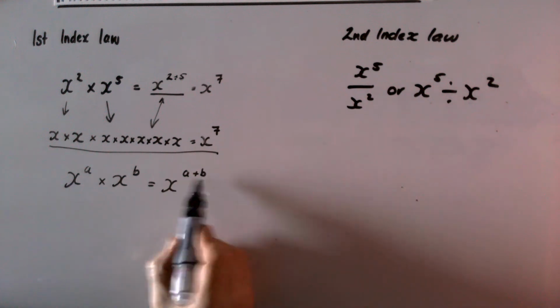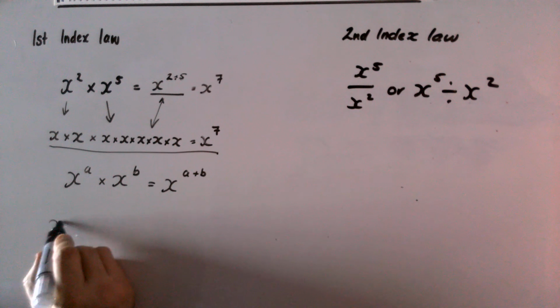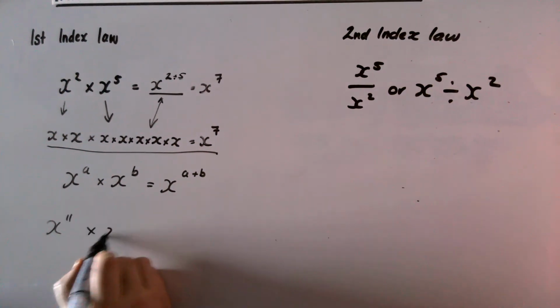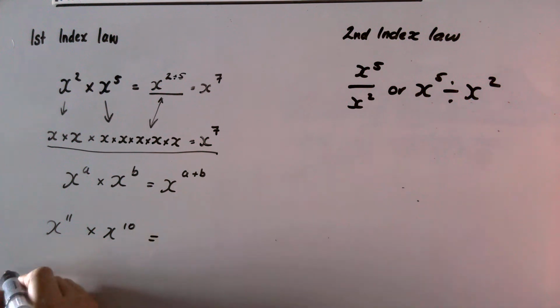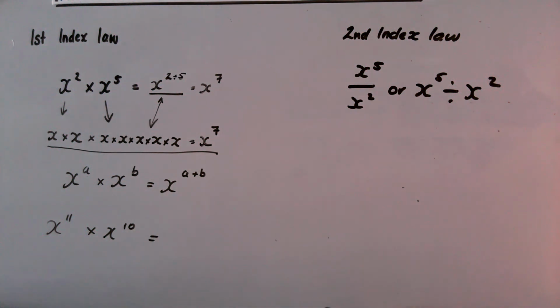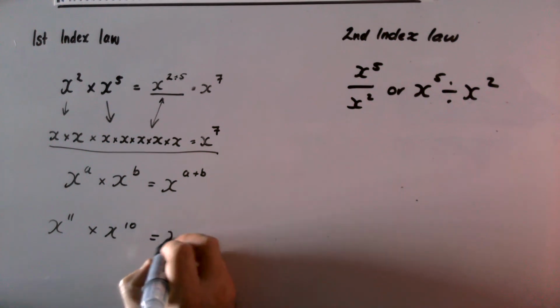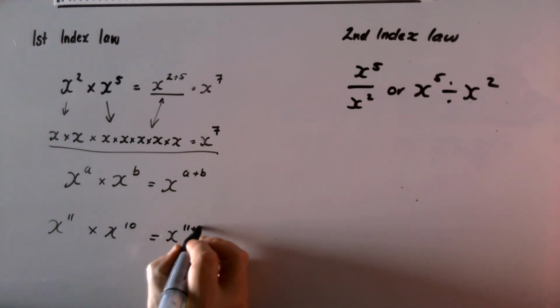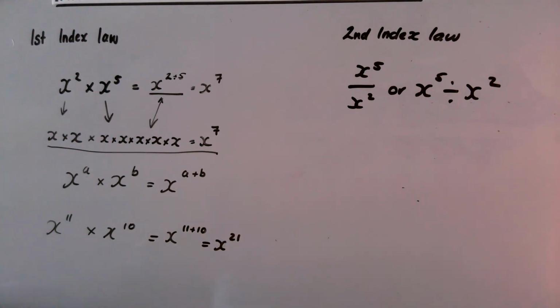Now the reason that we're using these letters is because, of course, we can replace them with any number. So if I had x to the power of 11 times x to the power of 10, for instance, then using this method, I would have to write 21 different x's down here, and it's just not practicable. So if I'm going to do this, it's going to be 11 plus 10, that's a big word, and that's going to give me x to the power of 21. So that's how our first law works.